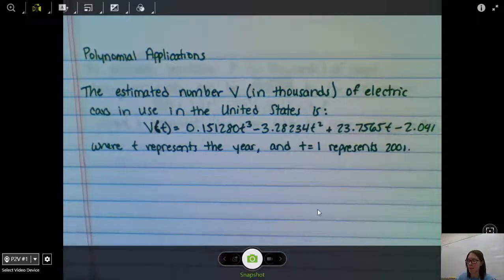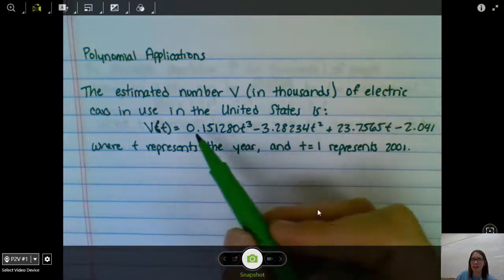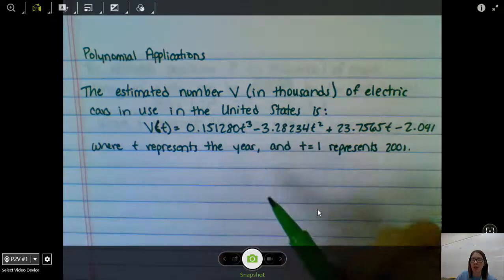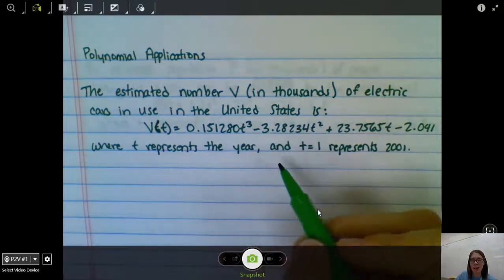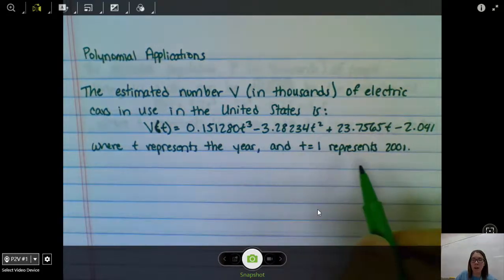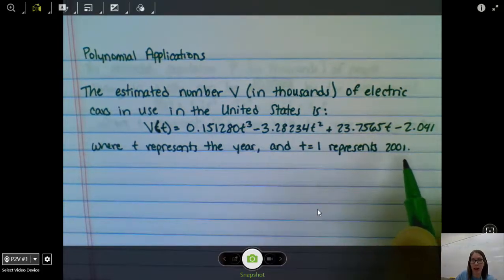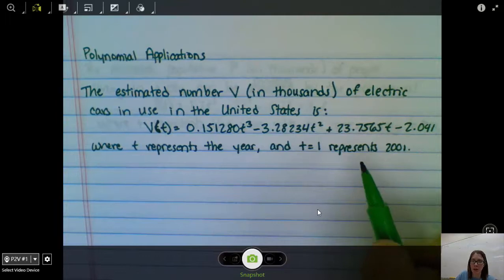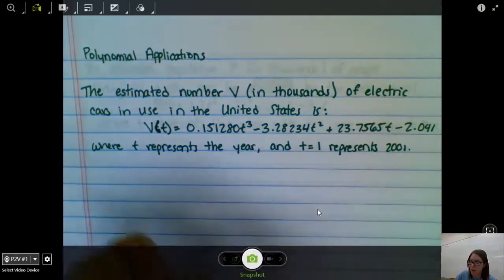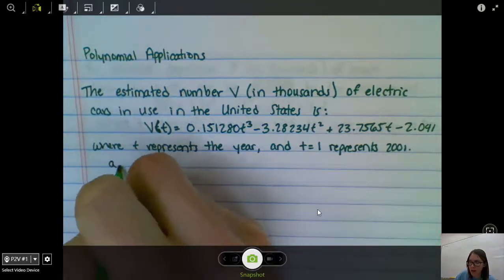So here's our example. The estimated number V in thousands of electric cars in use in the United States is, and here's our function, where T represents the year and T equals 1 represents the year 2001. So if T was 2, that would represent the year 2002 and so on. We're going to do a couple things with this.